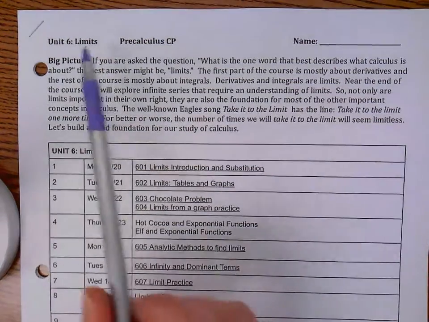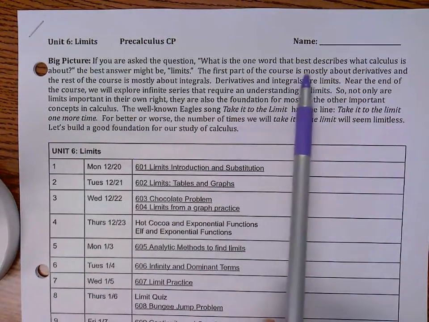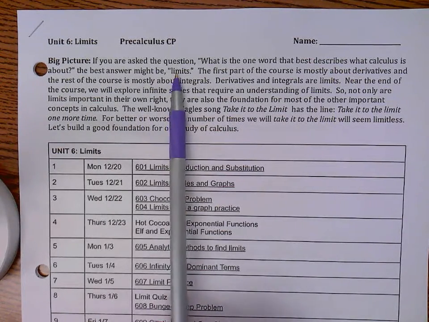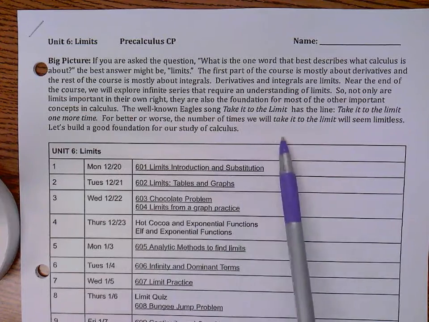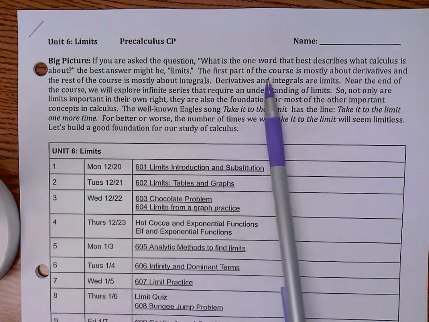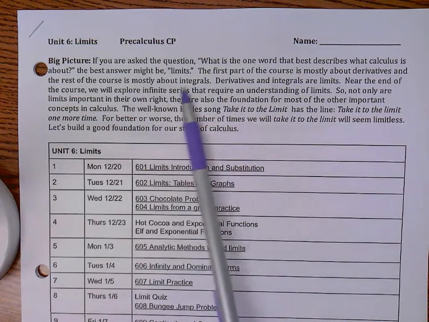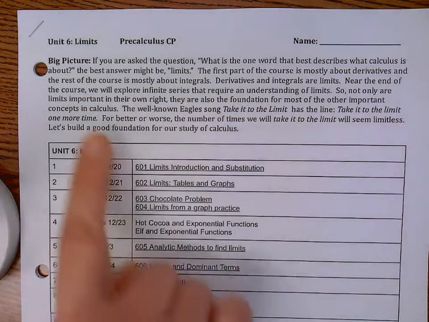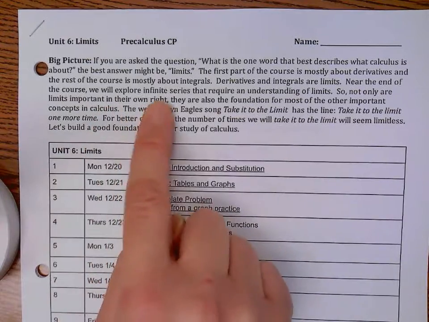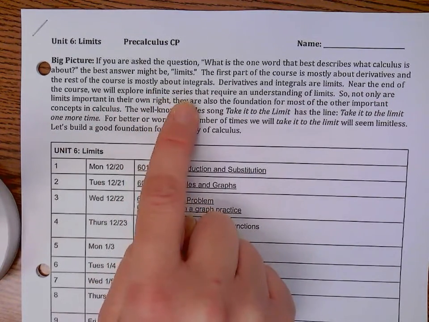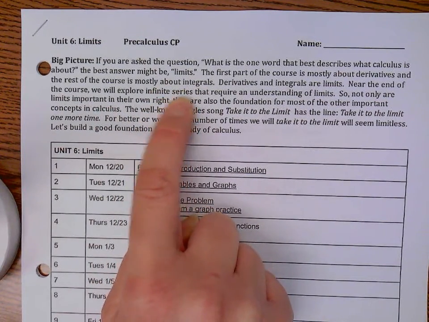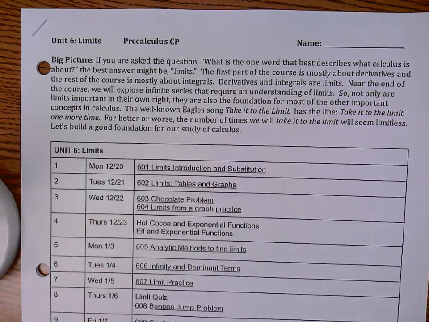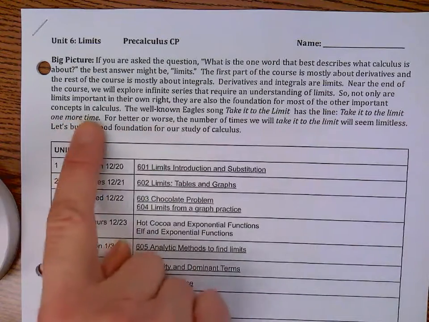So it says, if you were asked what's the one word that best describes what calculus is about, the best answer might be limits. So that's why this is always the first unit of a calculus course. The first part of the course is mostly about derivatives, the rest is about integrals, but those are both limits. Near the end of this course, we'll look at infinite series. We actually already did look at infinite series, but they are dealing with limits. So they are the foundation for most of the other important concepts in calculus.